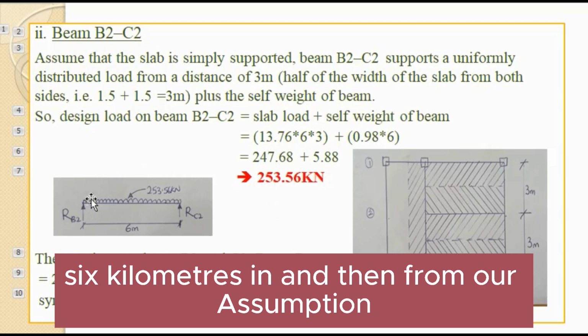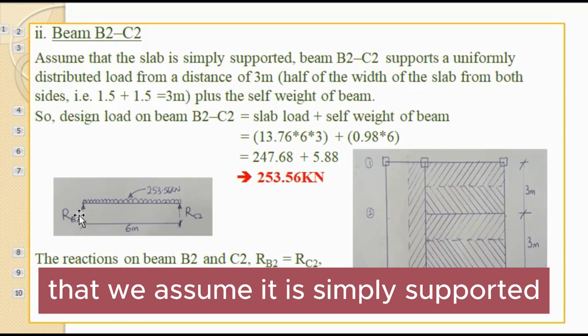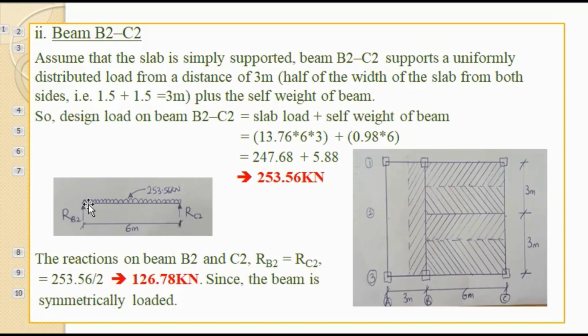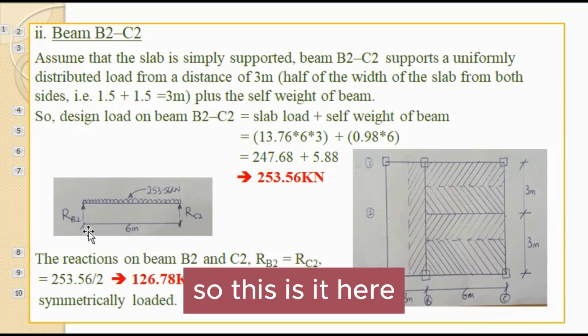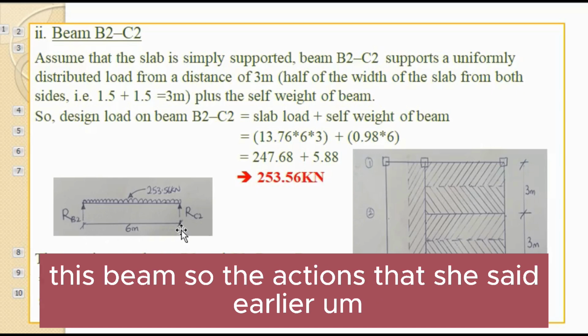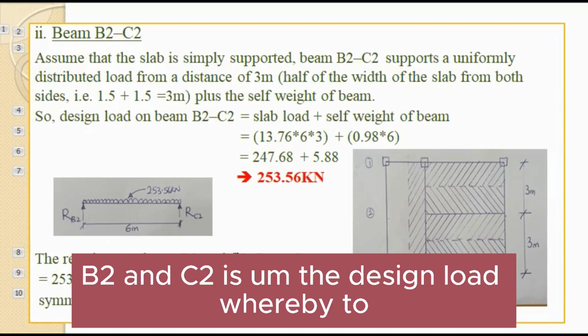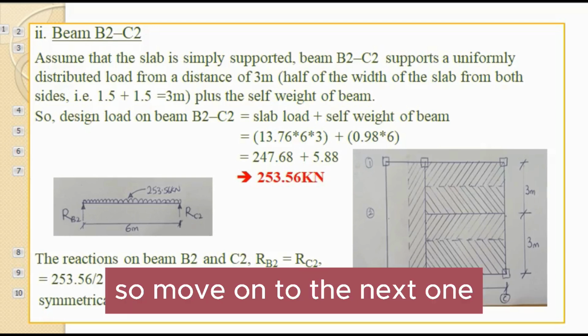And then from our assumption, as we have explained, we assume it is simply supported, with a uniformly distributed load from the slab. So this is it here, the length of this beam. So the reactions, as we said earlier, on B2 and C2 are the design load divided by 2, since the beam is symmetrically loaded.